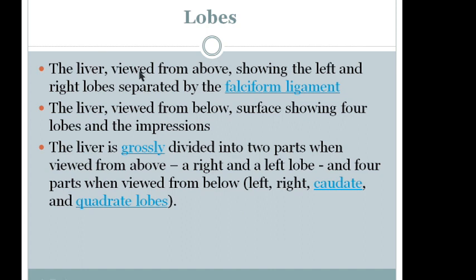Lobes, lobules, hepatocytes, portal triad are the parts of the liver, and so the liver is made up of many lobes. Viewed from above, it shows the left and right lobes separated by the falciform ligament, and when viewed from below, 4 lobes: right lobe, left lobe, caudate and quadrate lobe.